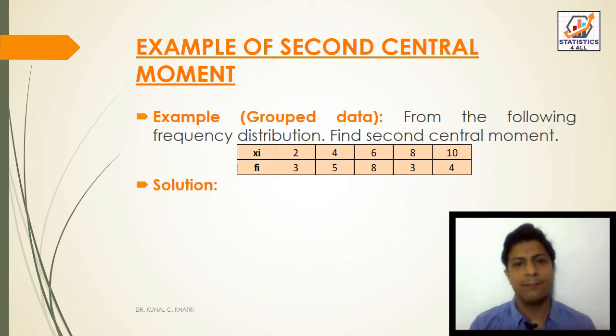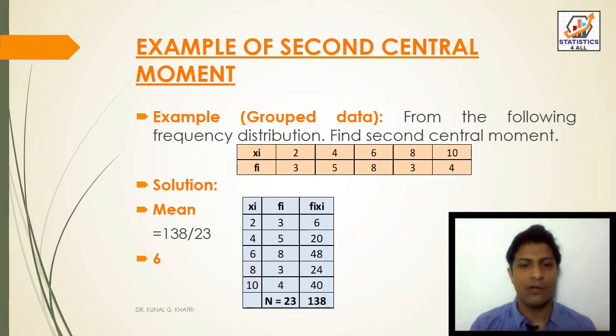Now this is an example, another example for grouped data. Here xi is given as 2, 4, 6, 8, 10 and the frequency is given as 3, 5, 8, 3, 4. We write in this form. First of all, we have to find the frequency total, that is n is equal to 23. After finding the frequency, we have to find fi into xi.